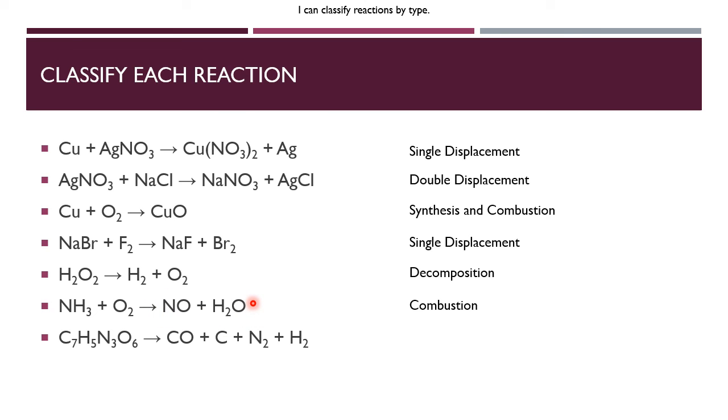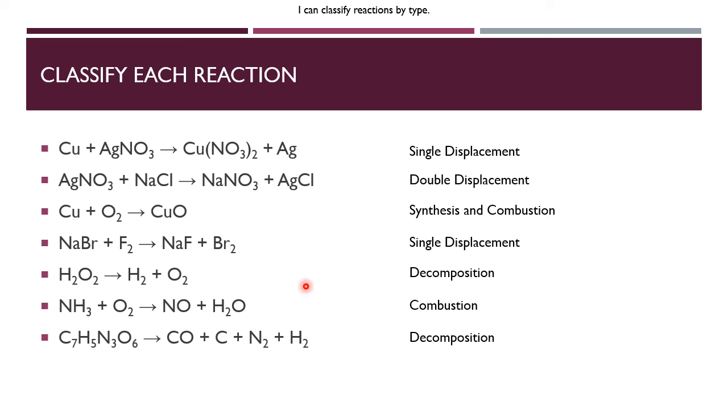Anytime we have single displacement, if you look at the first example, there's silver, that's a free element. On the next one, that was single displacement, bromine is a free element because it's not in the compound. If I have a single displacement reaction, we'll always have a free element as a product. Here we don't have a free element. I have 2 oxides, one of nitrogen and one of hydrogen. I get nitrogen monoxide and I get water, and the fact that I see O2 as a reactant there makes it combustion.